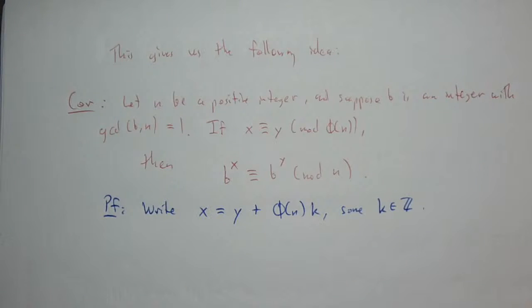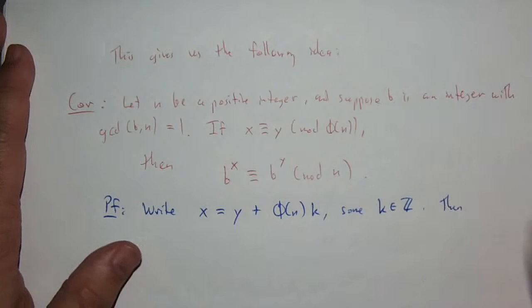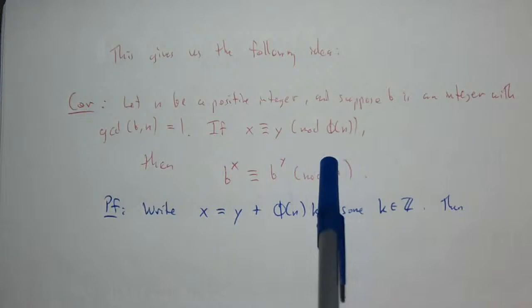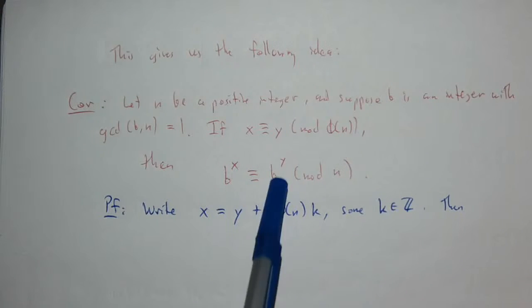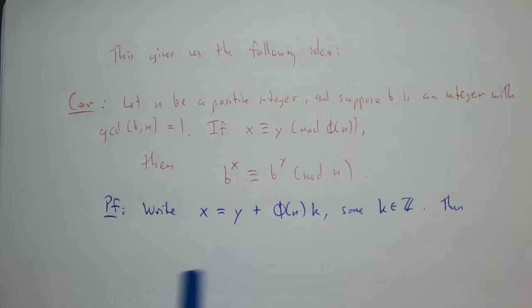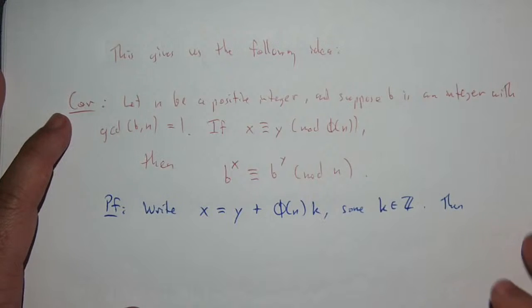All right, then, and why can I do this? Just a quick reminder, this is the definition of congruence mod phi of n. It's the definition of congruence mod whatever: that the difference of x and y is a multiple of the modulus.